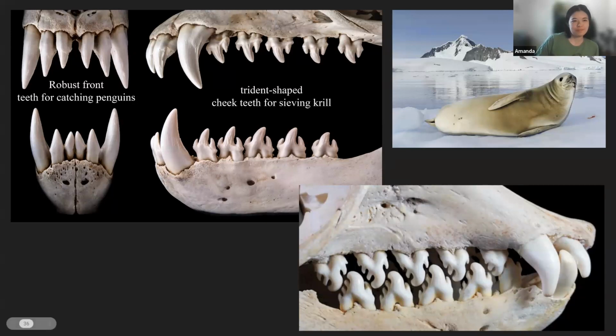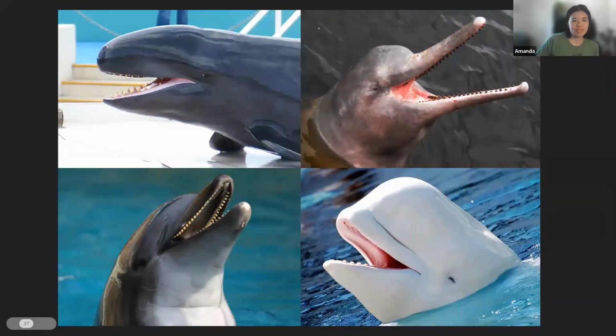And those are our heterodonts, at least when it comes to mammals. There's only one group of mammal homodonts, and those are our toothed whales. They all have the same set of teeth throughout their entire mouth.